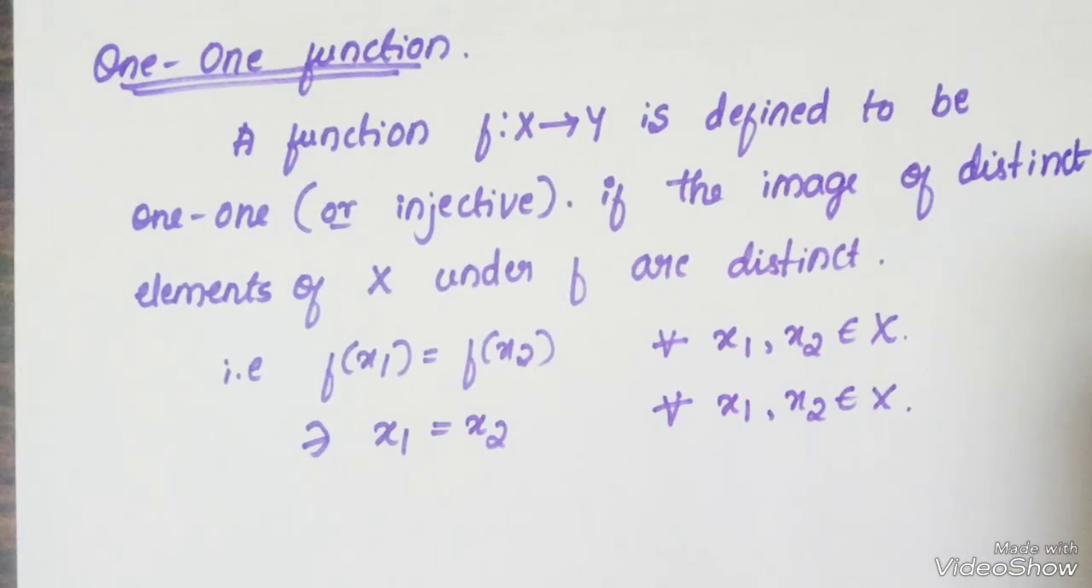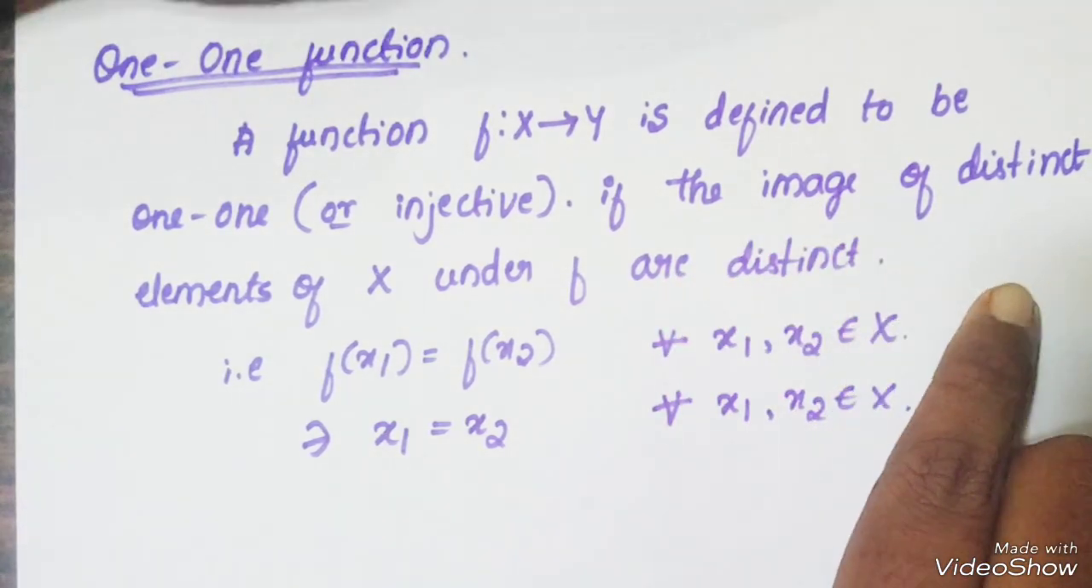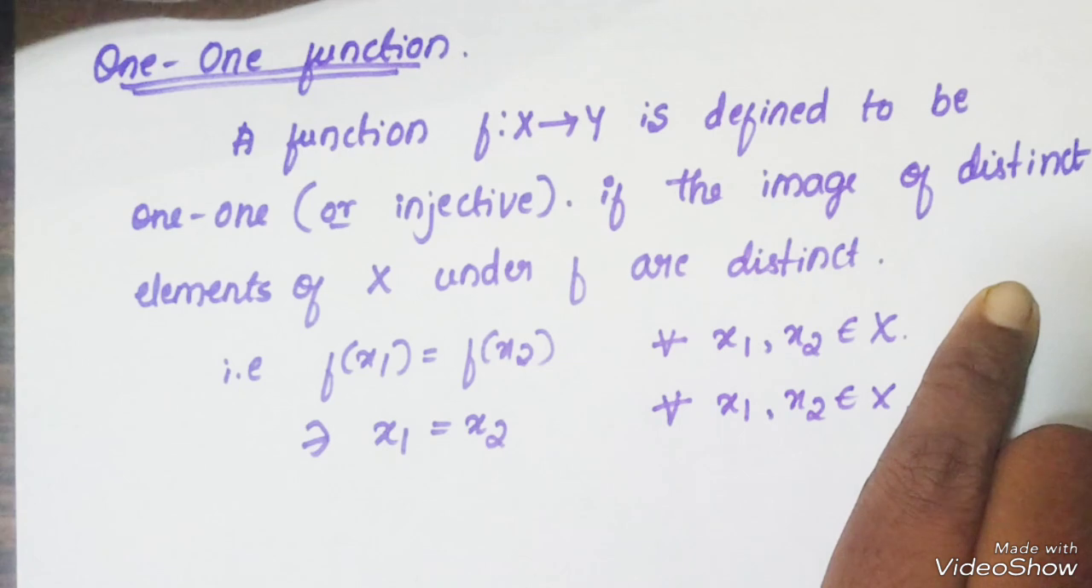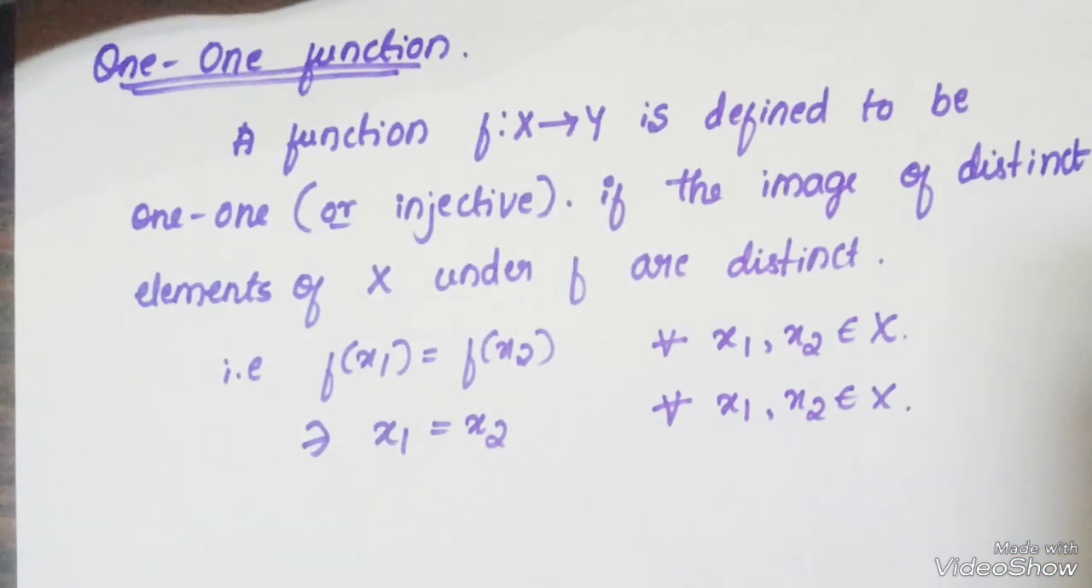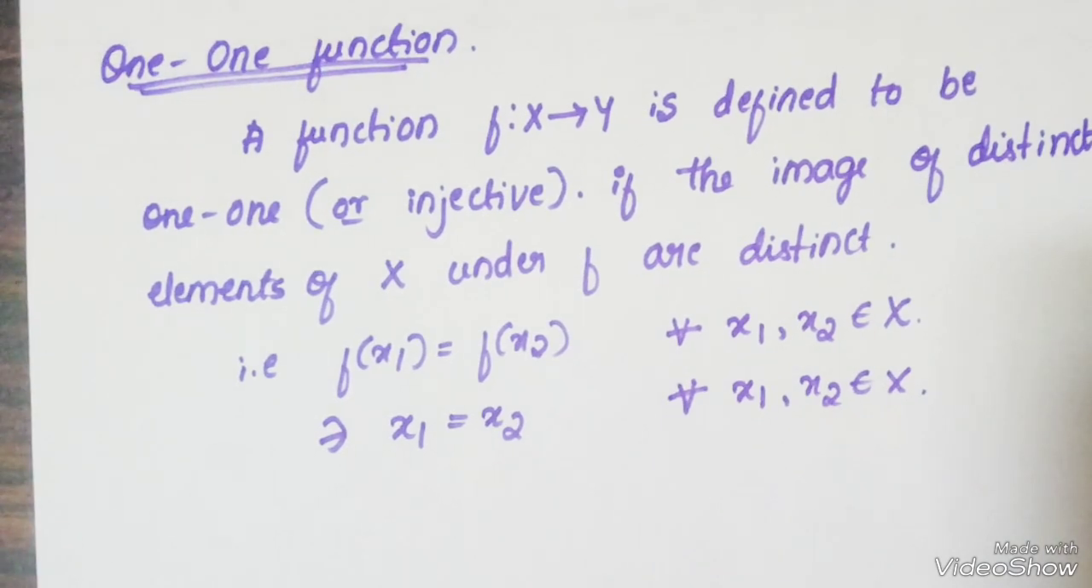Here, simply what we say is, a function f from X to Y is defined to be one-one or injective if the images of distinct elements of X under f are distinct. It means every element of the domain has one and only one unique element in set Y.